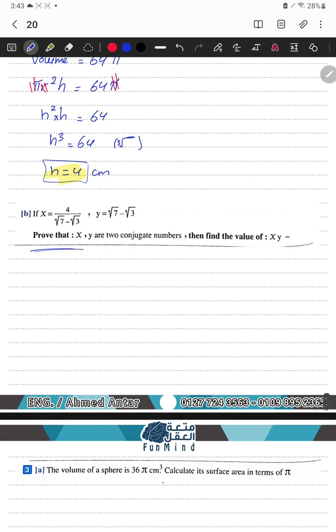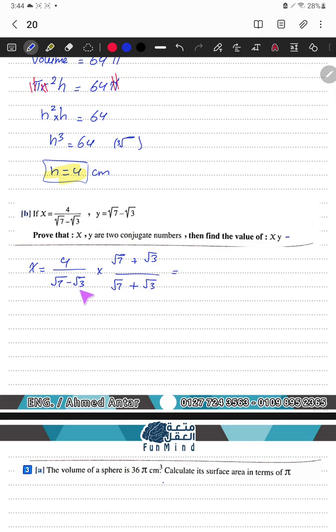Okay, the next question, you have the x and you have the y, and then firstly you want to prove that x and y are two conjugate numbers. Then find the value of xy. So you have x equals 4 over root 7 minus root 3. You want firstly to simplify this fraction to get a rational number in the denominator. Then you can multiply it by its conjugate as a fraction, the numerator and the denominator, with a positive sign, because here there is a negative sign.